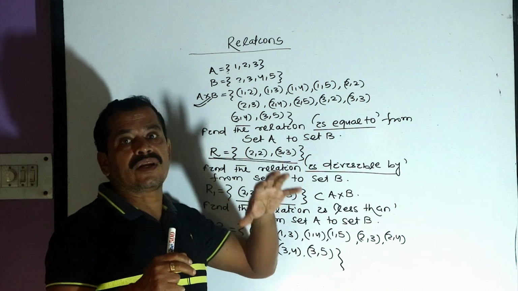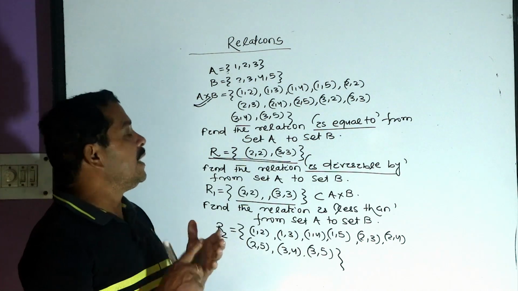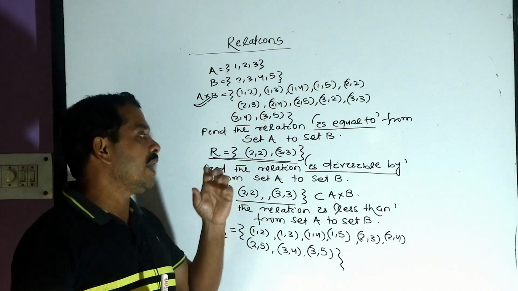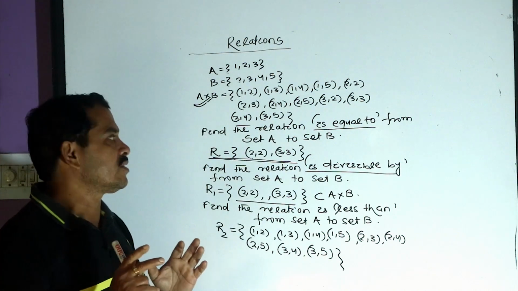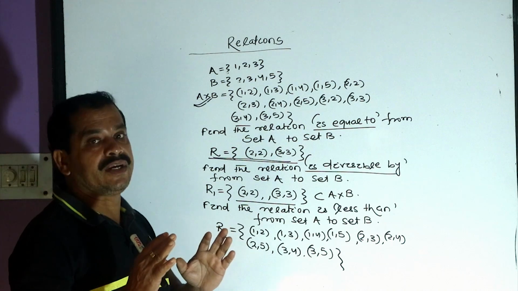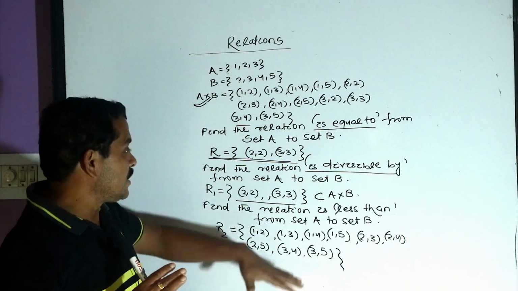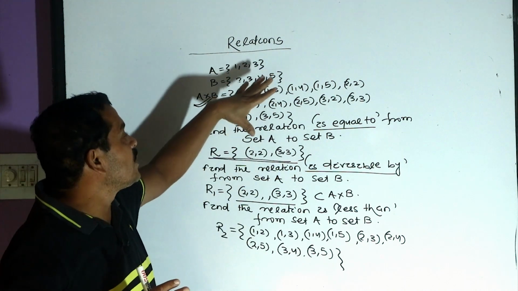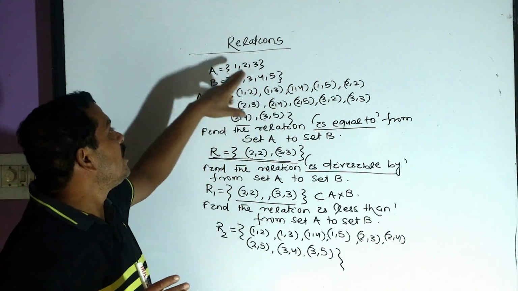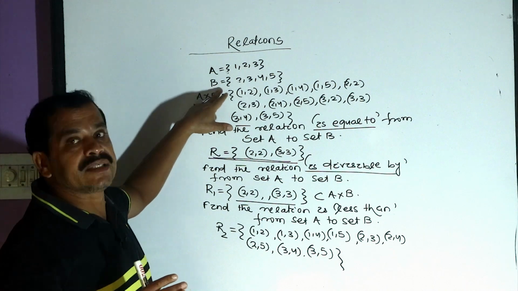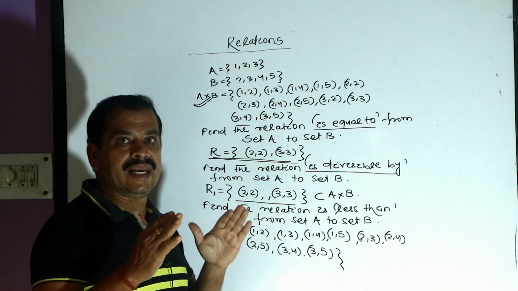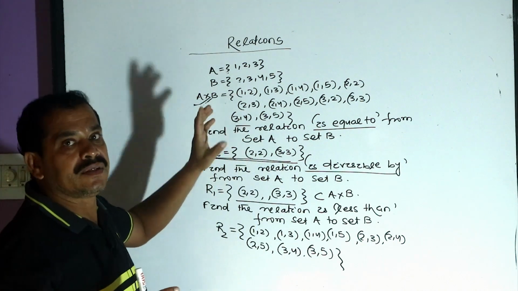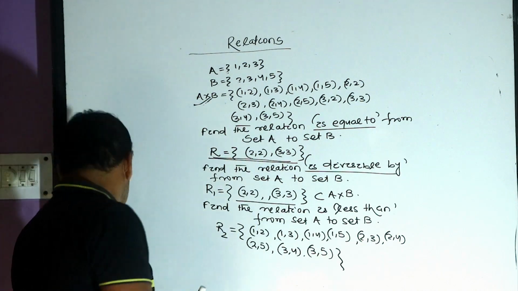So the definition of the relation is: any relation from set A to set B is a subset of A cross B. That is the definition of the relation. We discussed these examples which clarify the definition. Means if A is any set and B is any set, then any relation from A to B is a subset of A cross B. This is the definition of the relations.